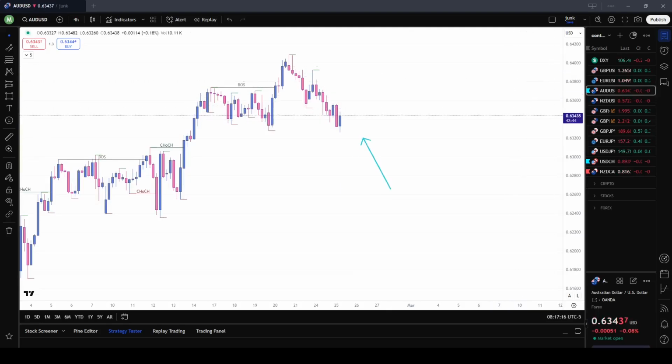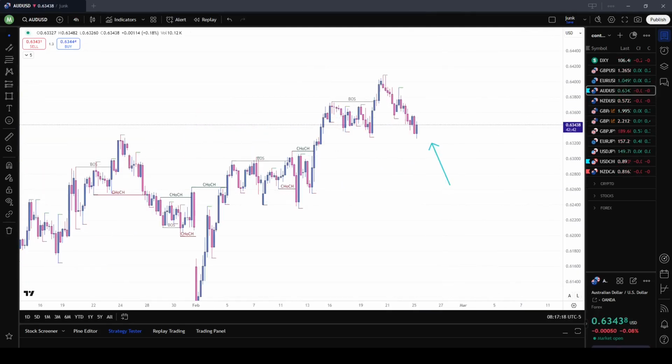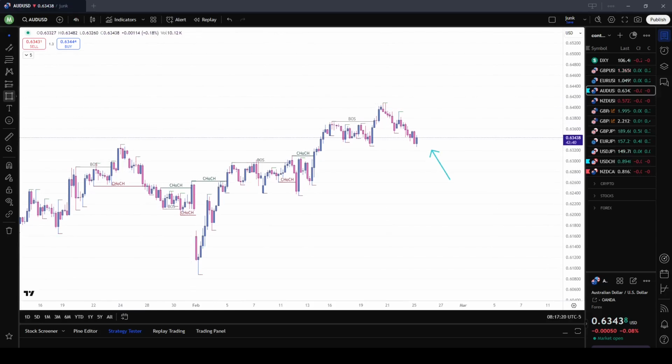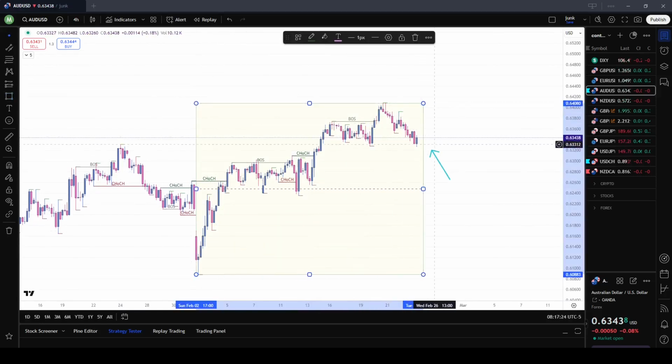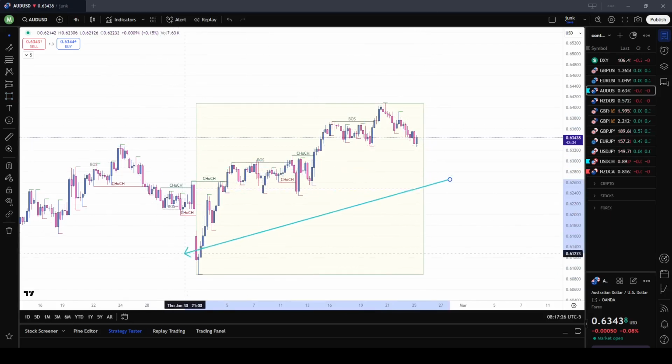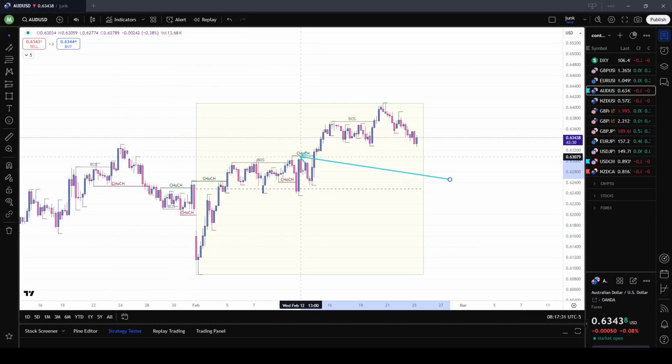AUD USD on the 4 hour chart, and let's go ahead and map out the range. This did break out past the highs of the previous range. It clearly ranged for a while, then broke out. Looked like this was the spring, a liquidity sweep that sprung out.